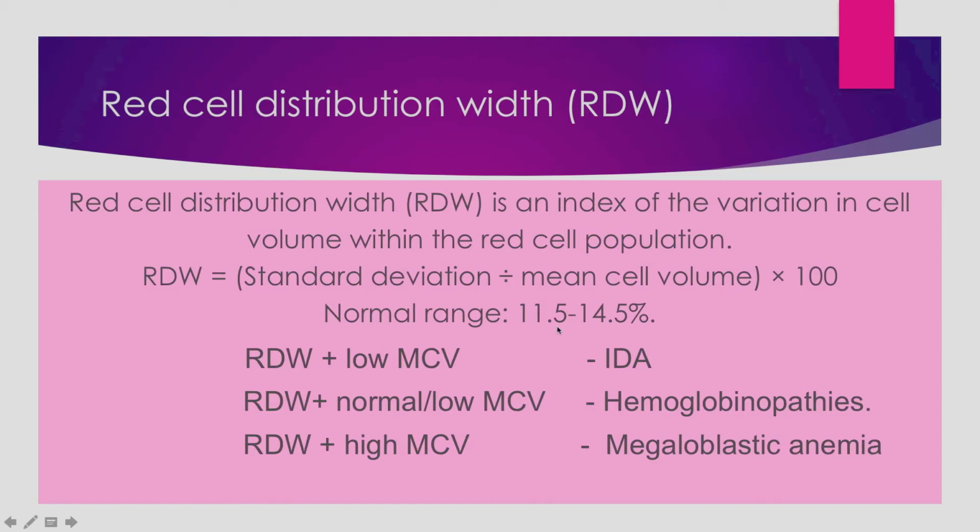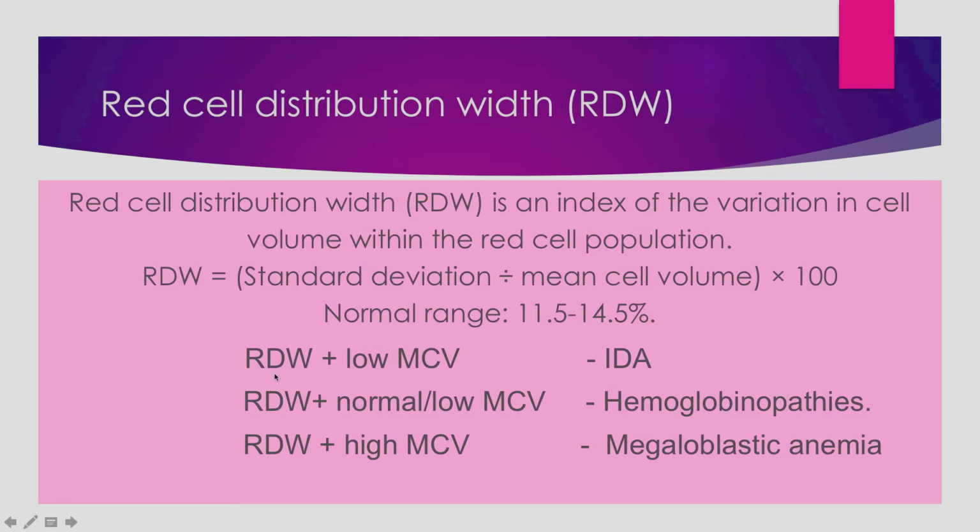So the maximum deviation allowed in normal human beings is from 11.5 to 14.5%. If the red cell distribution width is more than this, then it represents that the RBCs are of different sizes. Otherwise, if they are in this range, 11.5 to 14.5% or less than this, then it is considered a normal red cell distribution width. So red cell distribution width is the variation in the volume of the RBCs, and the variation which is allowed is in this range, 11.5 to 14.5%.